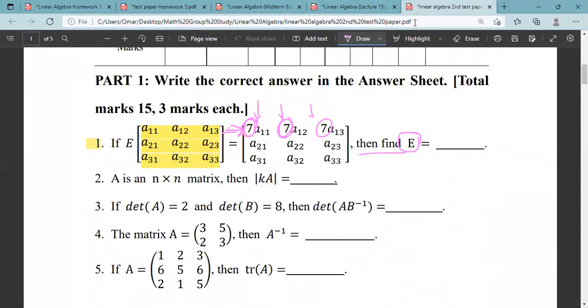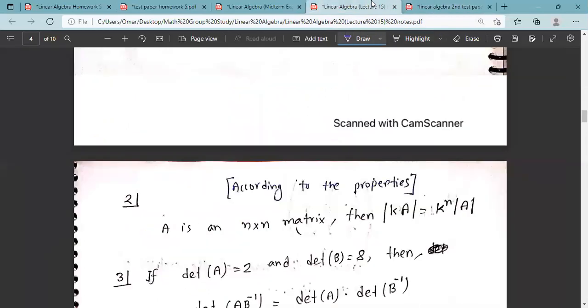Here we have: A is an n by n matrix, then what is the norm of k multiplied by A? According to the properties, if you see vector properties, there is some formula. According to those formulas, A is an n by n matrix, then the norm value of k multiplied by A will be k to the power n multiplied by the norm of A.